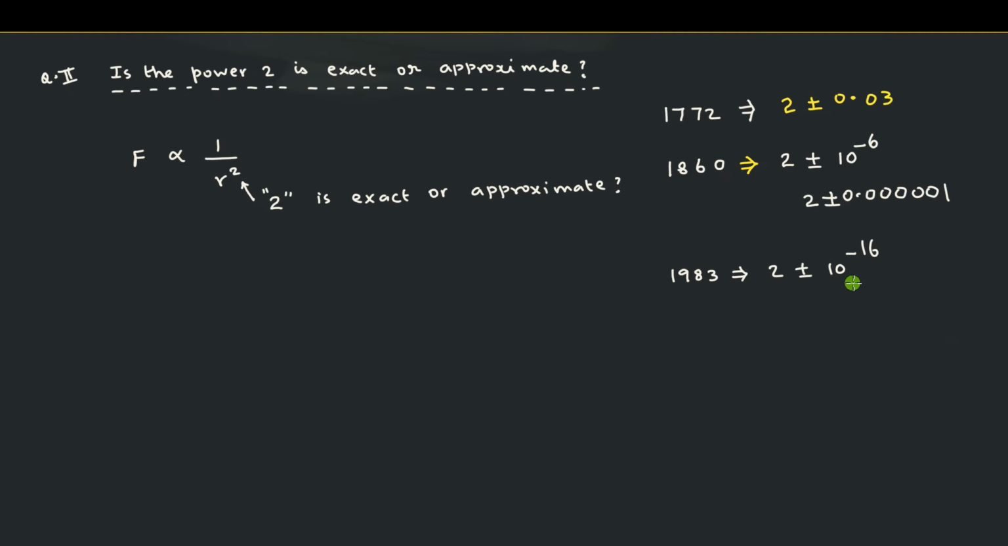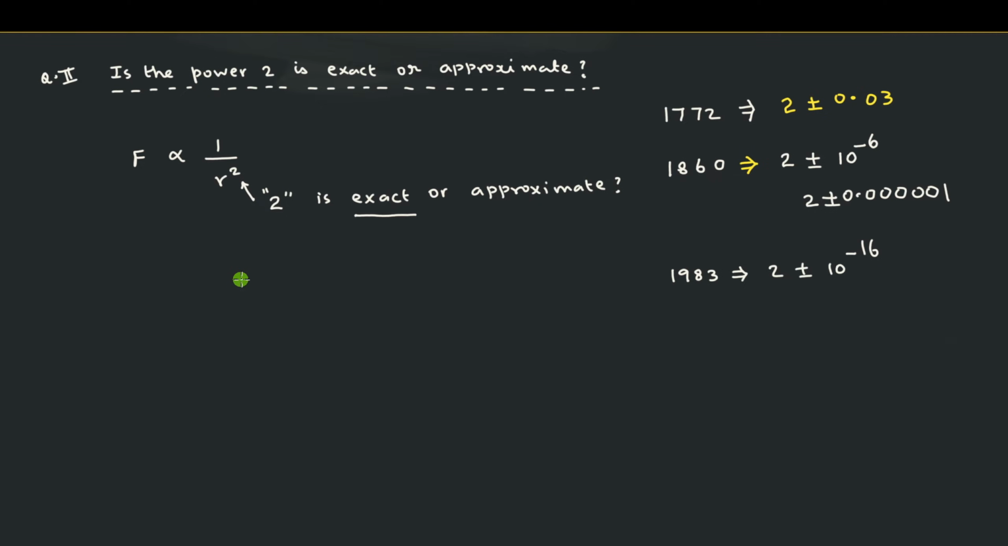So the power, you remember that this is power, not the distance. So the power doesn't have any dimension. So you can easily see that the power is not varying by even 1 part in 10 to the power of 16, and that is a very high level of accuracy that was already obtained in the year 1983. And therefore the conclusion to this question is clear, whether the power is an exact power or an approximate power: it is an inverse square law.